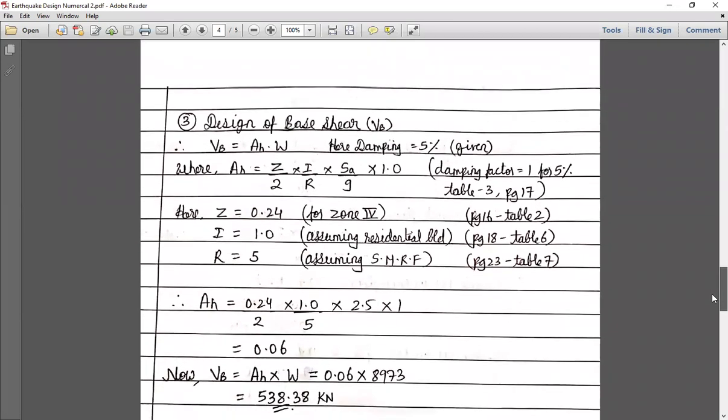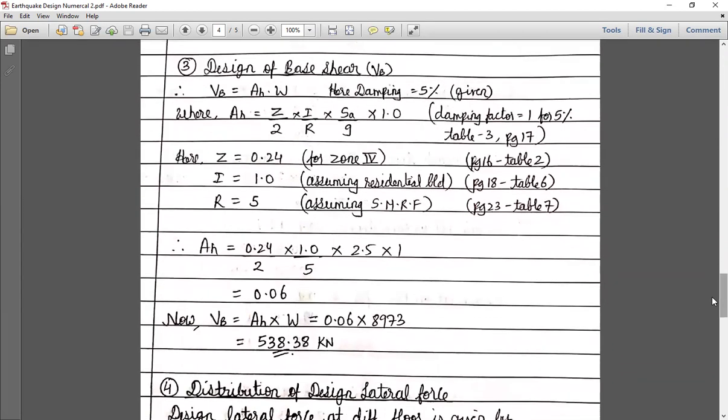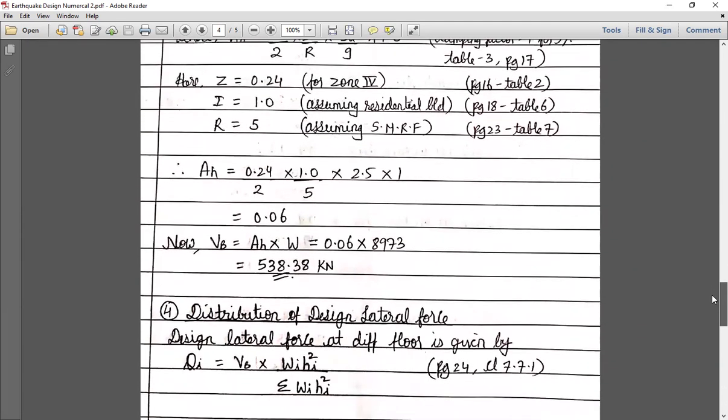Now we can find out the coefficient Ah. It is coming out to be 0.06. So now we can calculate VB as we have both the values W and Ah. The base shear is coming out to be 538.38 kilonewton. Now let us find out the distribution of the design lateral force.